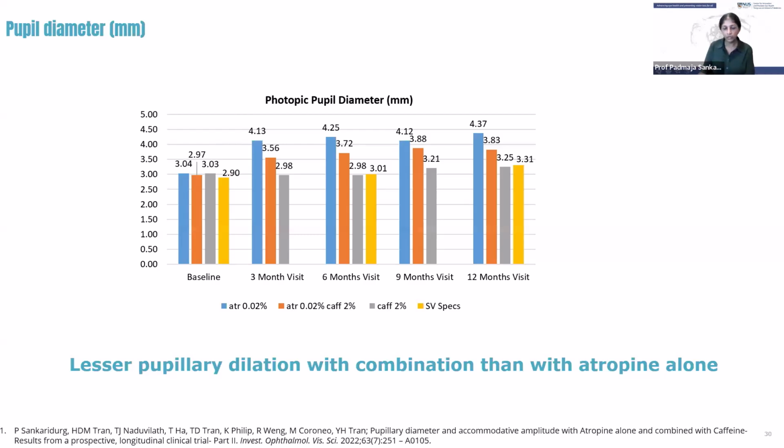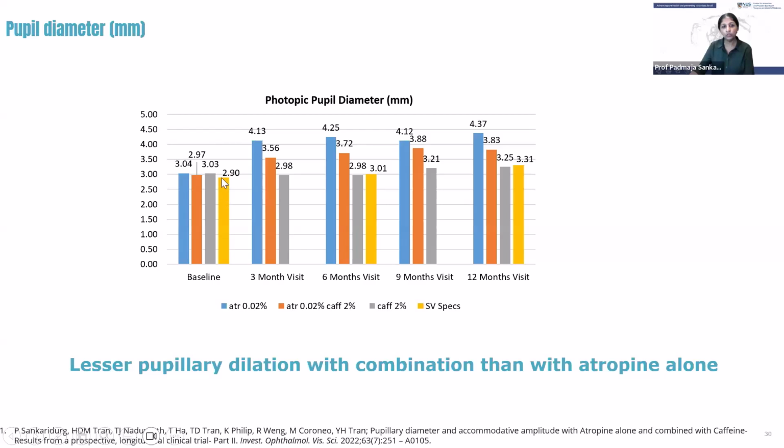But when we looked at the pupillary diameter, we found some interesting data. So here again at baseline, this is photopic pupillary diameter. We checked the pupillary diameter by projecting light of 300 lux at the eye level, and we measured the pupillary diameter with the Oculus Spark machine. What you see is that the photopic pupillary diameter is approximately 3 millimeters at baseline across all the groups.